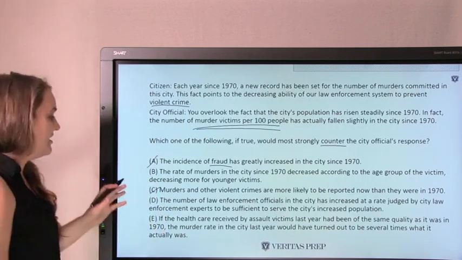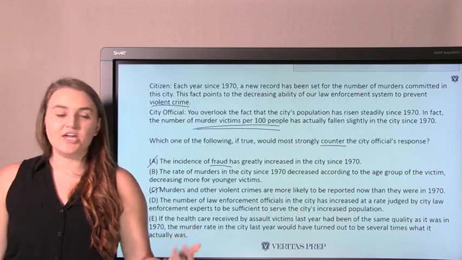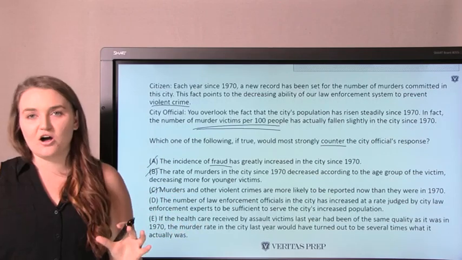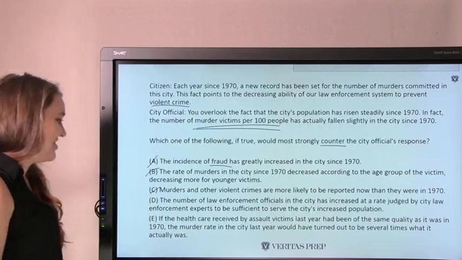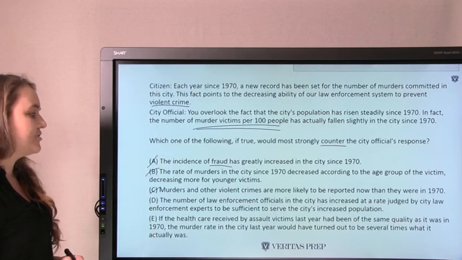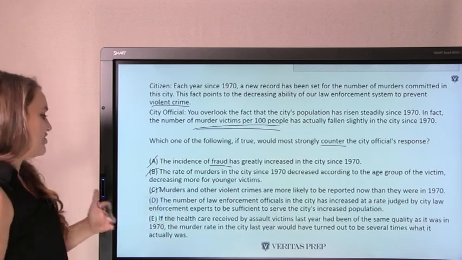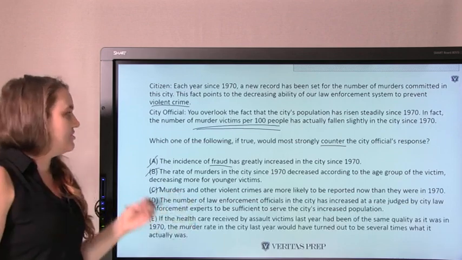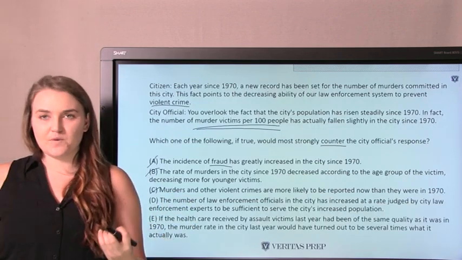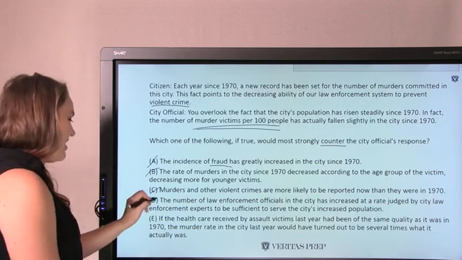Yeah. And if we circle into answer choice B, the age of the victims, while a little harsh to say, doesn't really matter to us here. And the number of law enforcement officials increasing at a rate judged to be sufficient certainly doesn't notably weaken the city official's response, right? Yeah, so once again, we're out here.